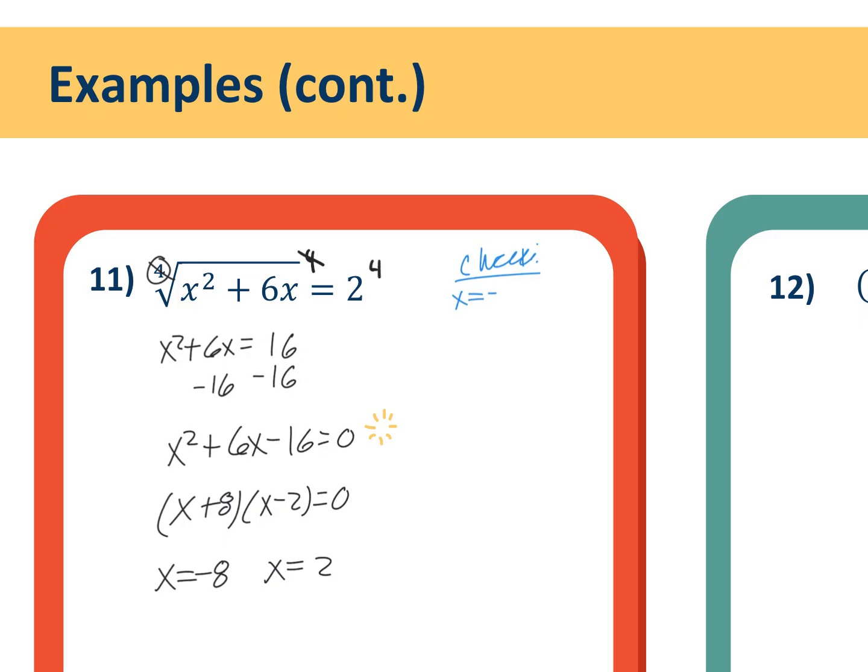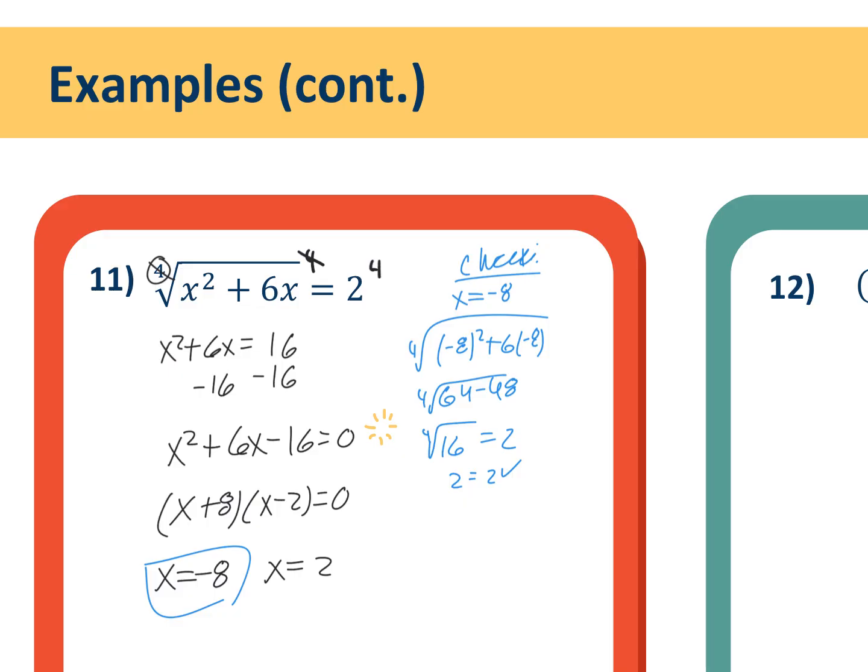All right, so I'm going to check x equals -8, and this is going to get me -8 squared plus 6 times -8, and so we end up with 64 minus 48, and that's going to get us the square root of... I'm sorry, not the square root, this is the 4th root, right? The 4th root of 16, which is 2, right? We get 2 equals 2. That is a valid answer.